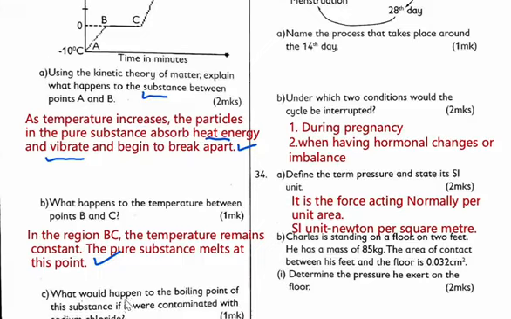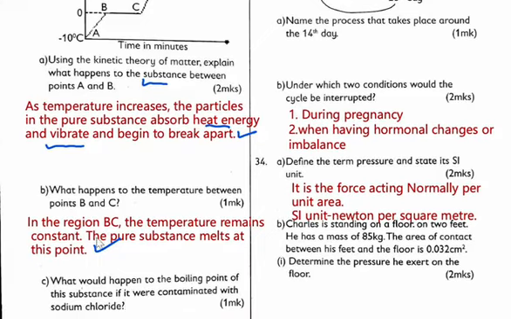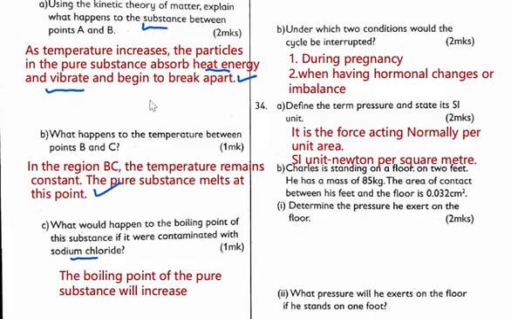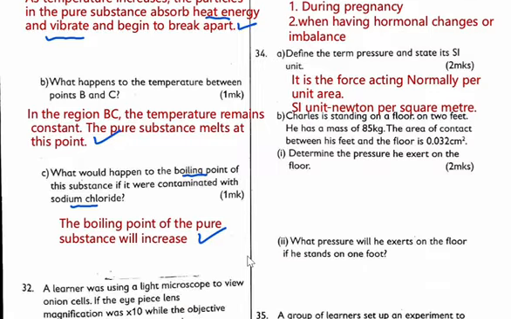Part C. What would happen to the boiling point of this substance if it were contaminated with sodium chloride? So this means that you're going to add impurities. Remember, you're talking about a pure substance. So if you're going to add sodium chloride, then you're adding impurities. Remember that impurities lower the melting point and increase the boiling point. So the question is asking about what will happen to the boiling point. So we're going to say the boiling point of the pure substance will increase, and therefore we get 1 mark. Number 32.